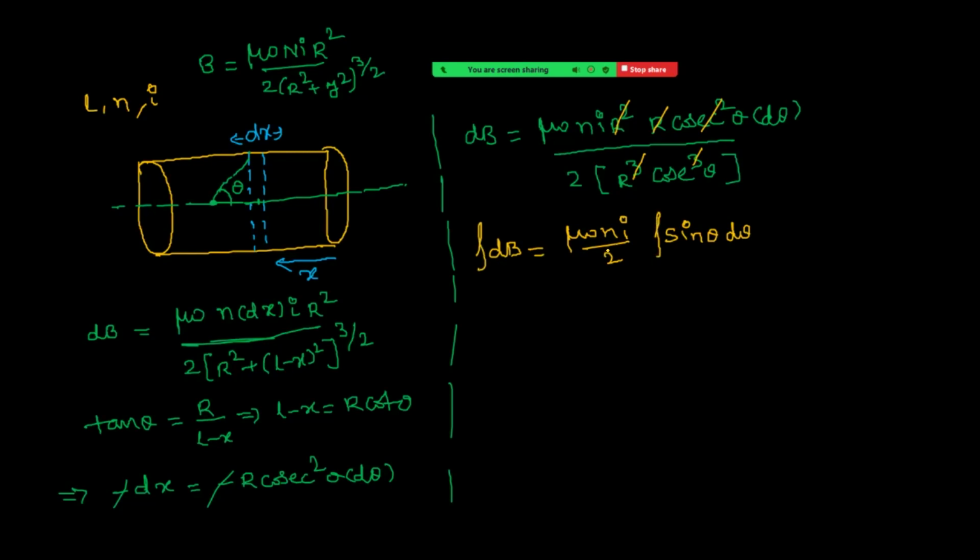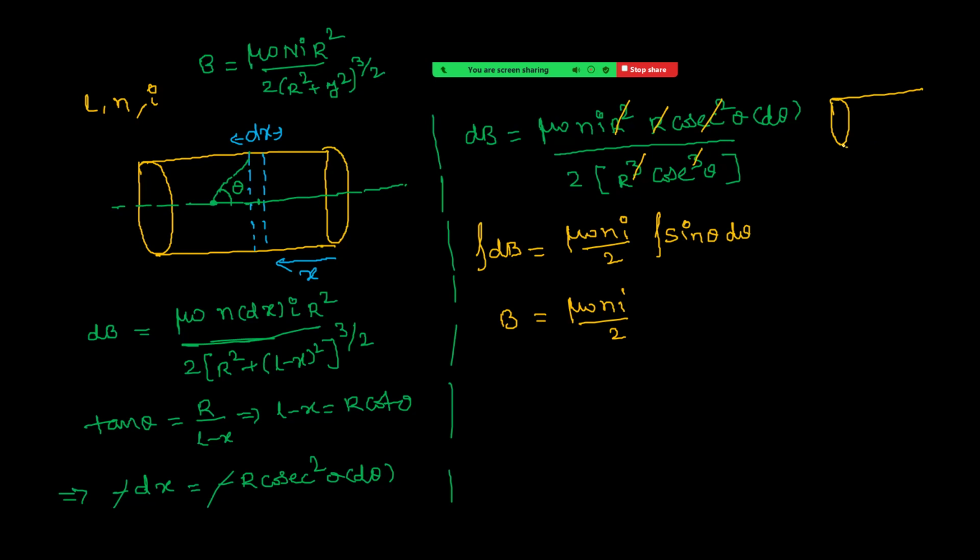Now integrate. Okay. Then see what I can do here. B equal to mu naught N I by 2 integration of sine theta d theta. So here you can see we should take all circular rings from this end up to this end. Okay, that means this angle. If you join this point to this end, then the corresponding angle.